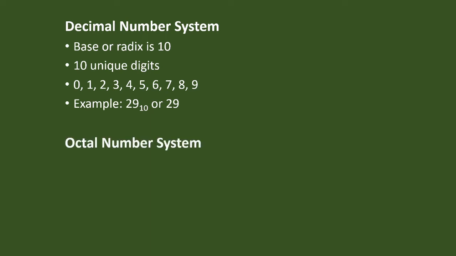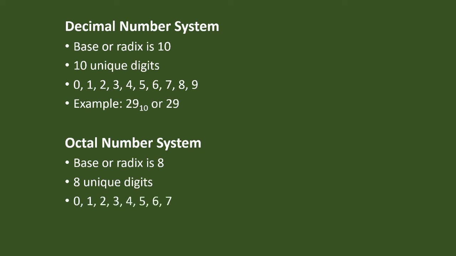Another example is the octal number system. By the word octal, that means the base or the radix is 8. So the 8 unique digits are 0 until 7. Example, we write 57 base 8. This is an example of a number written in octal number system.